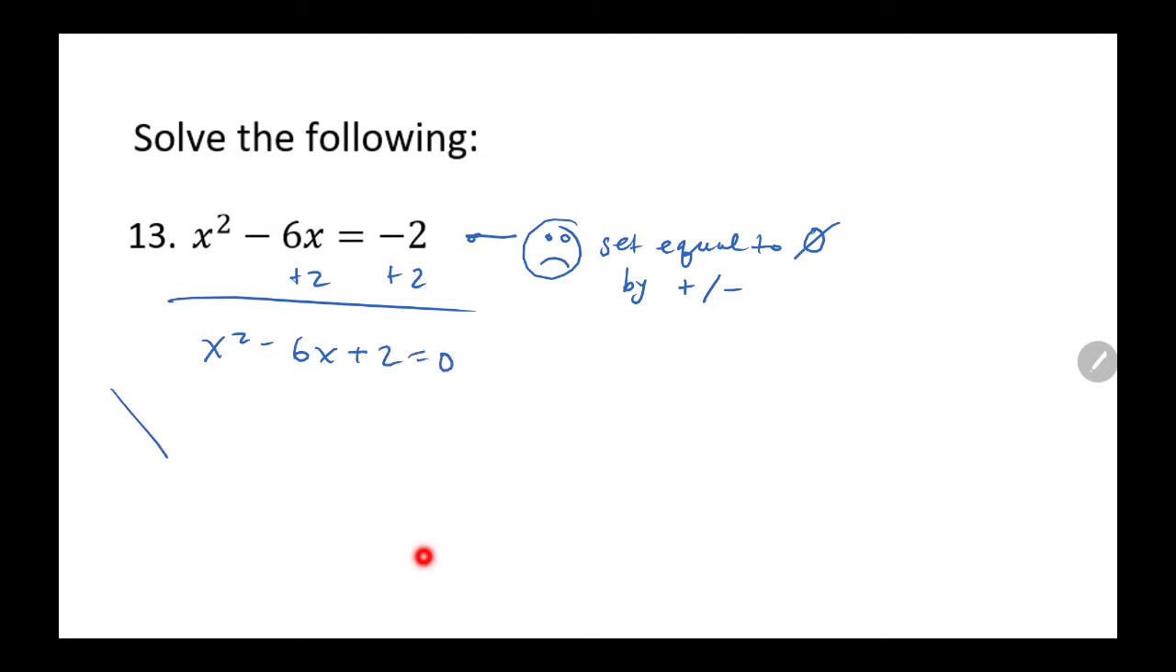Since I have 3 terms, I'm going to try magic x. See if there's 2 numbers that multiply to 2 and add up to negative 6. Now, if you stare at this long enough, you'll realize there are no such numbers. That means that our final option is to use the quadratic formula. So I'll write it out. x equals negative b plus or minus the square root of b squared minus 4ac all over 2a.